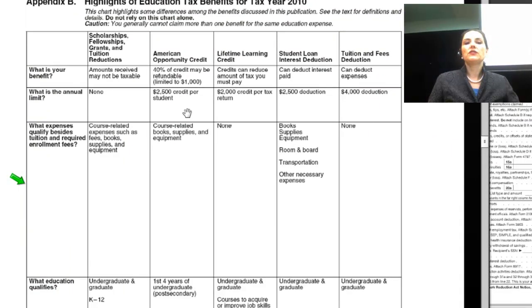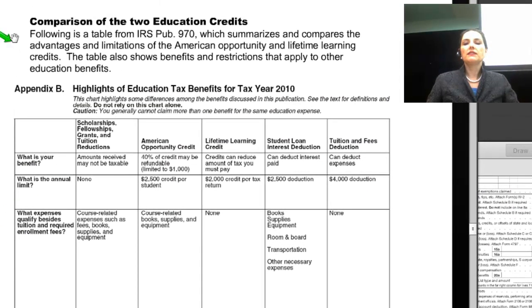So let's look at a comparison of the two education credits. I've got some tables in here on the next few pages that come from Publication 970. They cover far more than the two education credits that I've been discussing with you today. So I'm not going to go through every detail of the tables, but you might find them interesting to peruse on your own. For now, I will point out the two columns we are interested in.